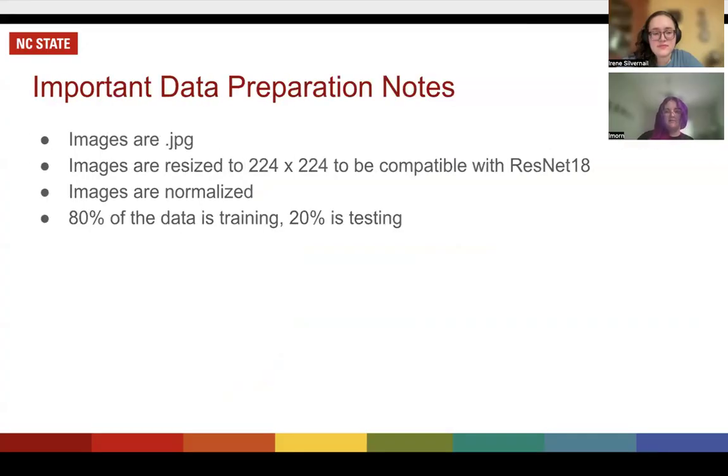Some important data preparation notes are that the images are JPEGs. They were resized to 224 by 224 to be compatible with ResNet 18. They were then normalized. 80% of the data was for training, 20% for testing.